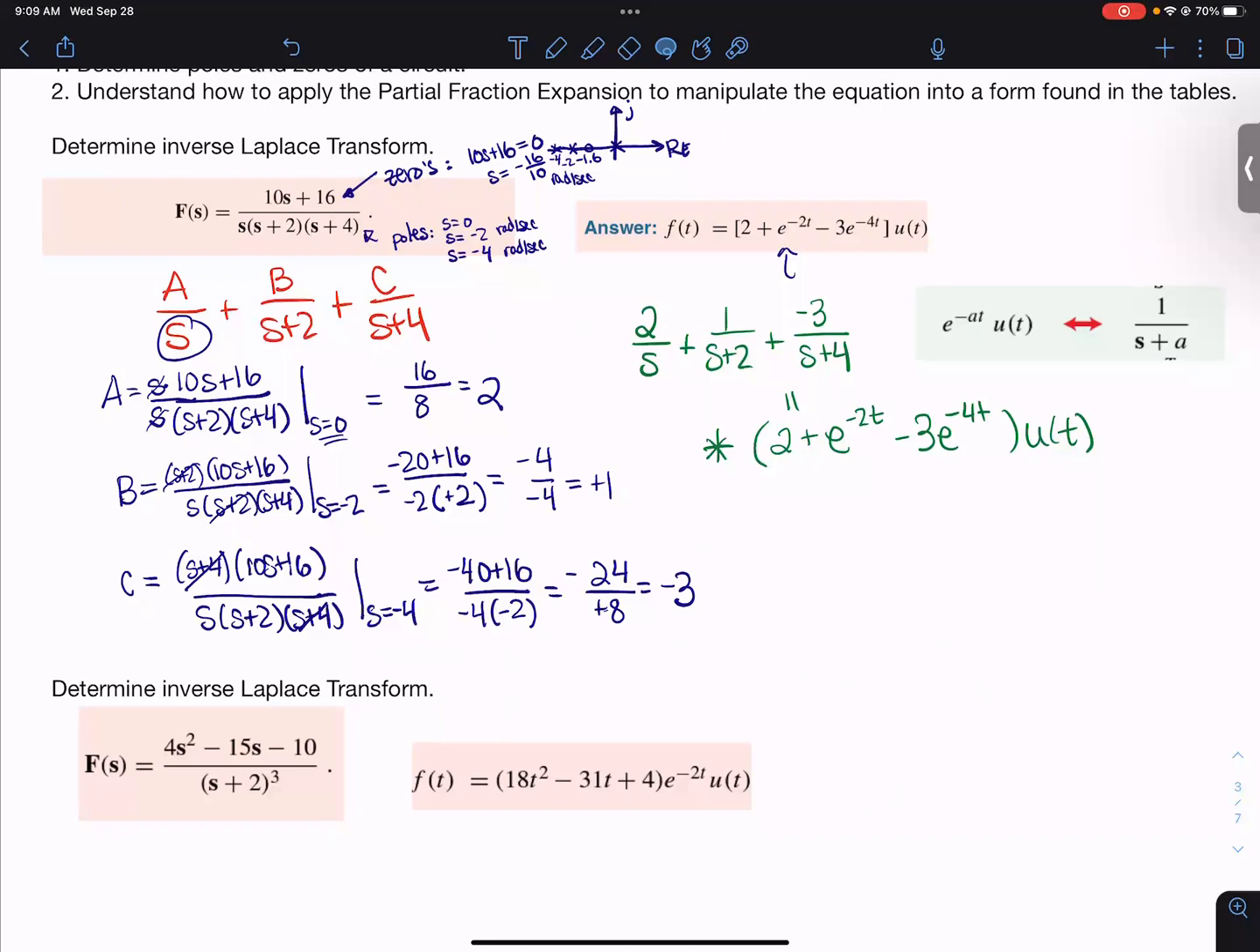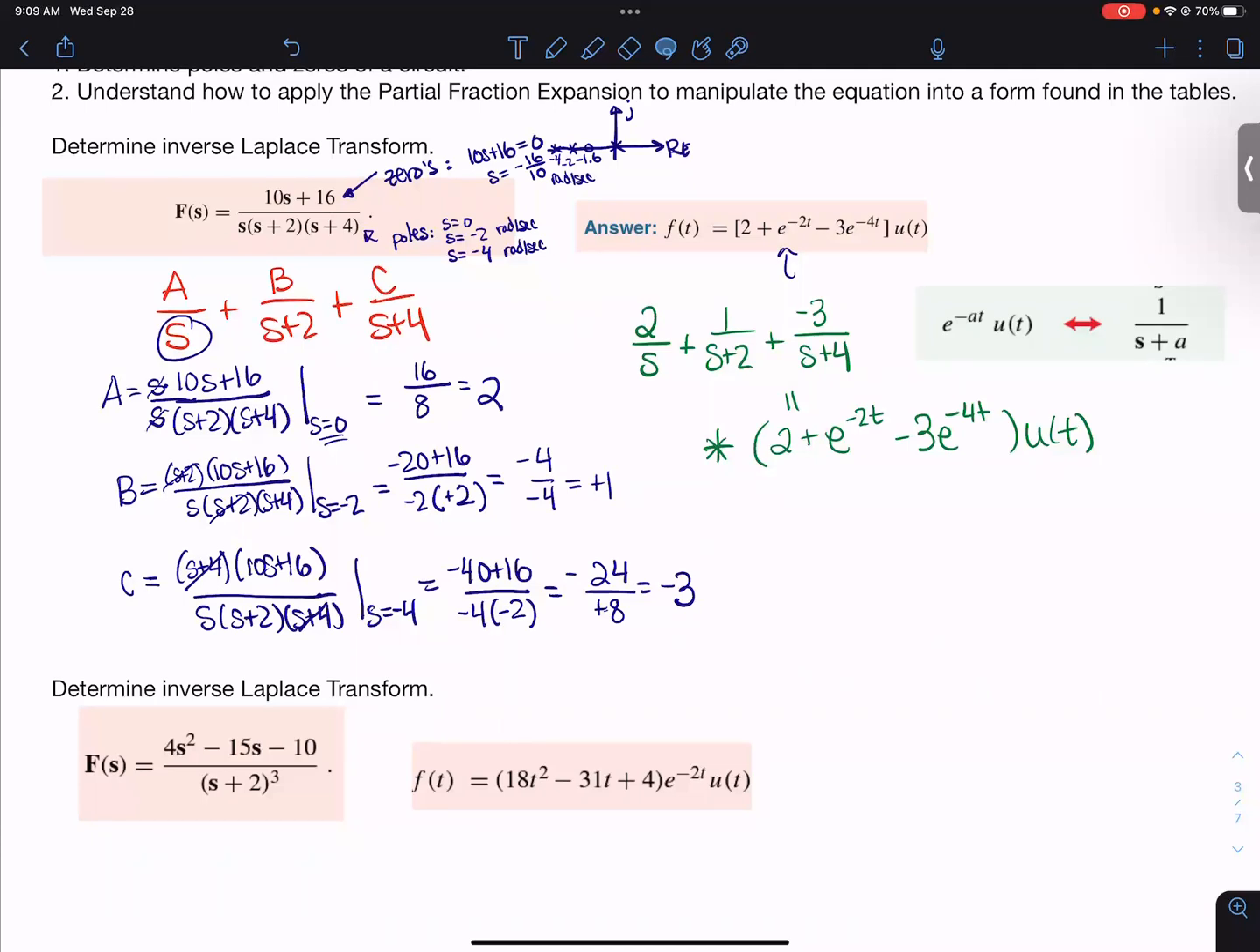All right, welcome back. All right, so you should have found for A to be 2, B to be +1, and C to be -3. From there, you have the form of 2 over S plus 1 over S plus 2 minus 3 over S plus 4.